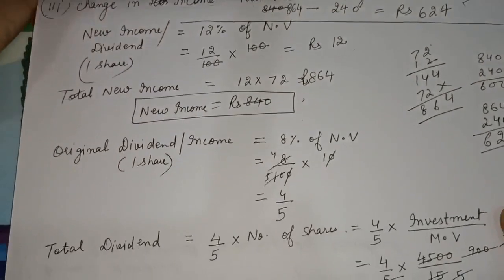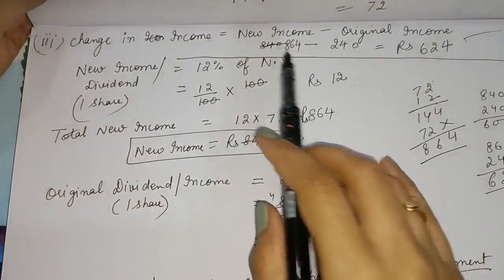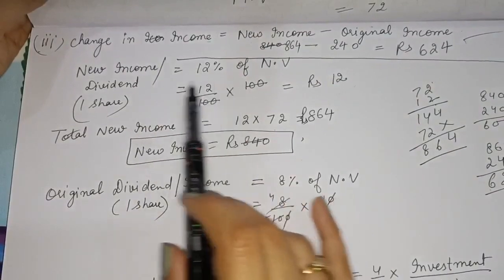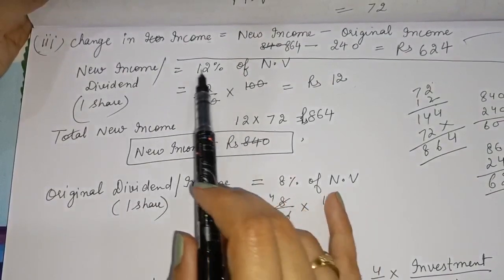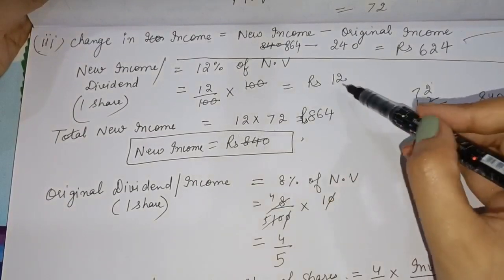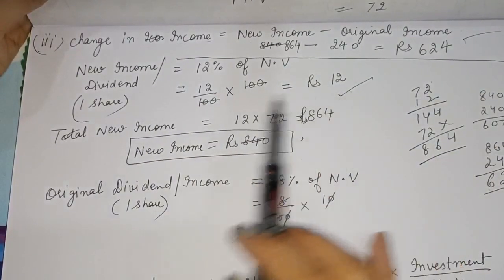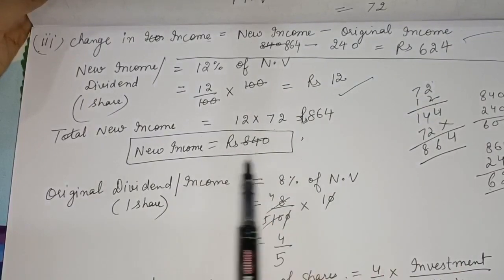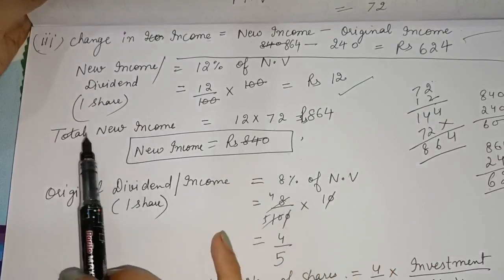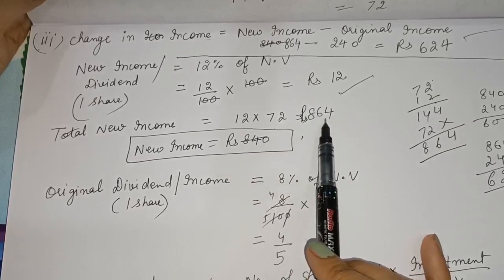So what we did in the last one, change in income we had to find. Change in income is equal to new income minus original income. For finding income, first of all, we'll find the dividend of one share by using the dividend percentage of NV. We used this formula and found the dividend of one share, that was rupees 12. Then on all the shares we have to find. Here the number of shares was 72. So total income we found by multiplying 12 into 72, which we got equal to 864.